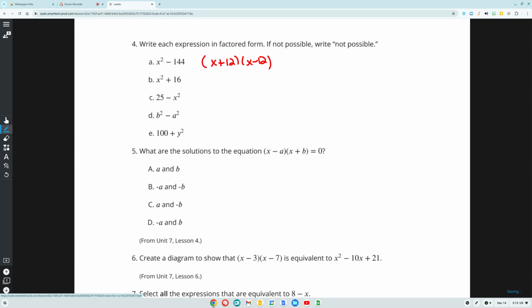The next one, I do not have a difference of squares. I just have a sum of squares. I cannot factor that. This is not possible, at least for now. Eventually we'll learn about imaginary numbers, but for now we can't do that.